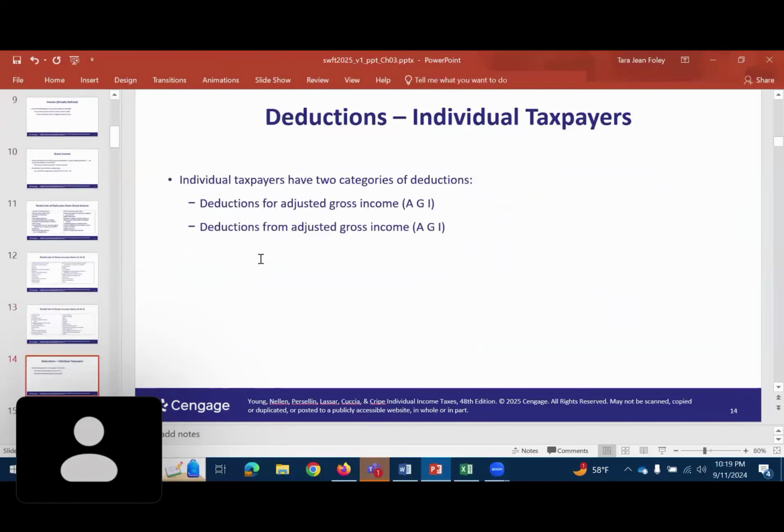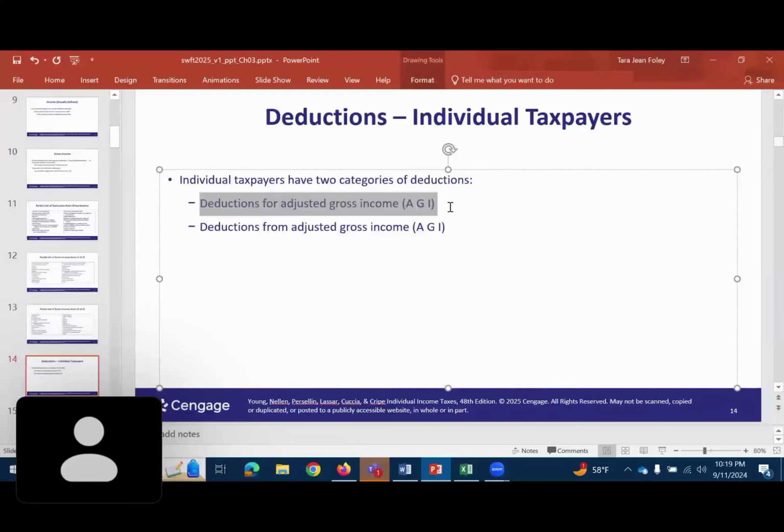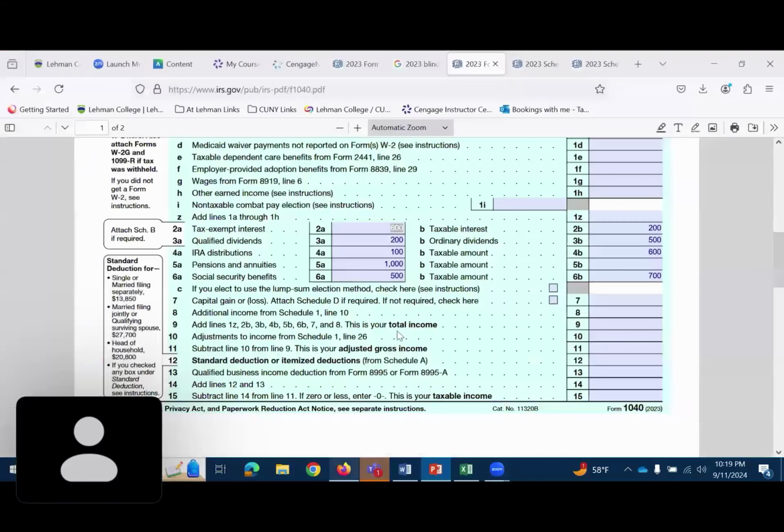So when we talk about deductions for AGI and deductions from AGI, when I'm on my tax return here, line 11 is my AGI, my adjusted gross income. So when they talk about deductions for AGI, it means everything above the line.